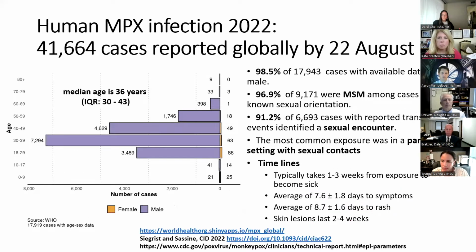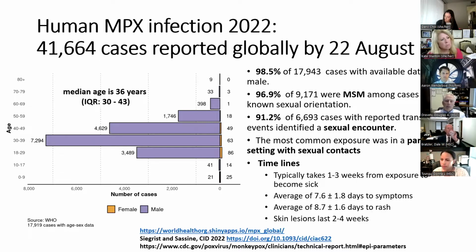Next slide, please. So what's going on right now? There are just over 41,000 cases globally reported to the WHO this morning. And when you look over on the right, you'll see the demographics of cases that there are data for, and these are all data reported to the WHO: over 98% are male, 97% identified as men who have sex with other men, 91% of cases where there was an epidemiologic investigation identified some kind of a sexual encounter, and the most common exposure was a party setting with sexual context. And if you look at the graph on the right, you will see men are listed on the left side in purple, females, women on the right side in orange.